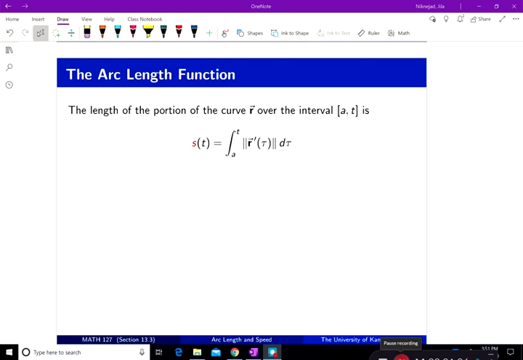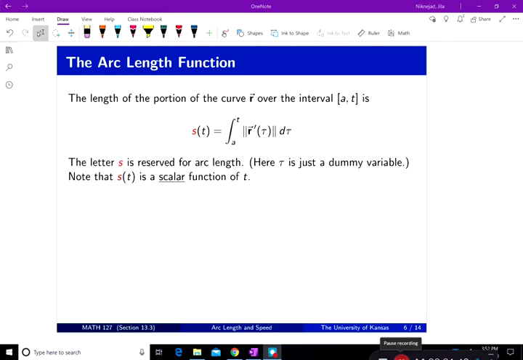The other thing to notice about s of t is that you're integrating over tau, and the magnitude is a scalar function. The integral of a scalar function is going to be a scalar, and so this s of t is a scalar function, and whatever t value you plug in, you get the arc length between a and that t value.